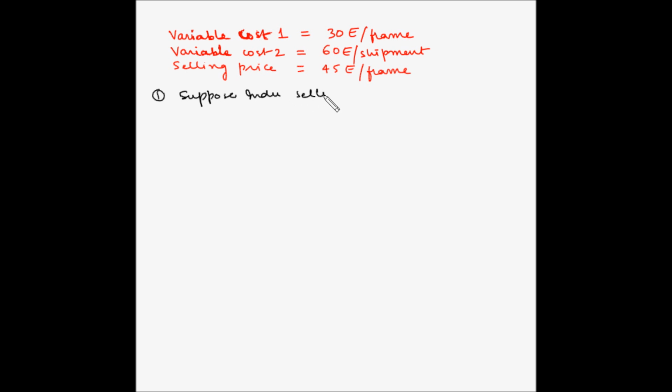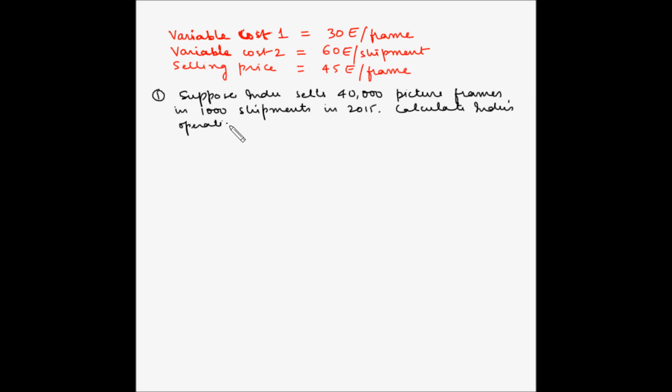So suppose Indu sells 40,000 picture frames in 1,000 shipments in the year 2015. Calculate Indu's operating income for the year 2015.